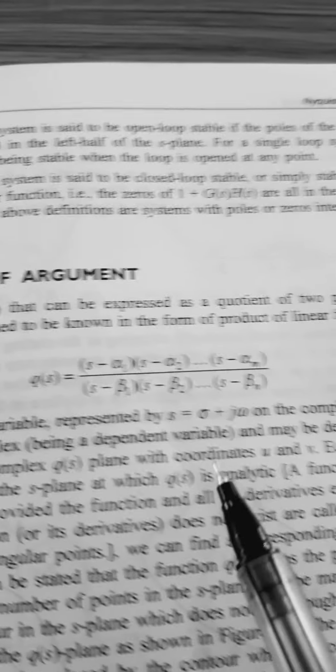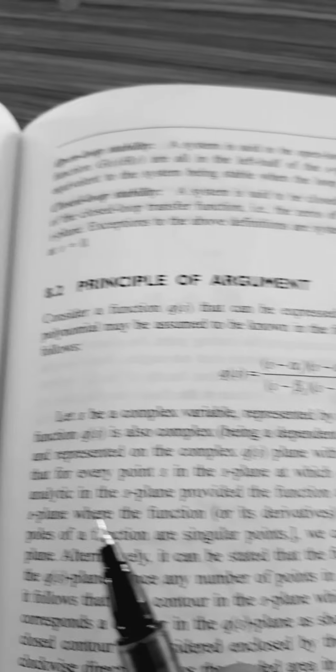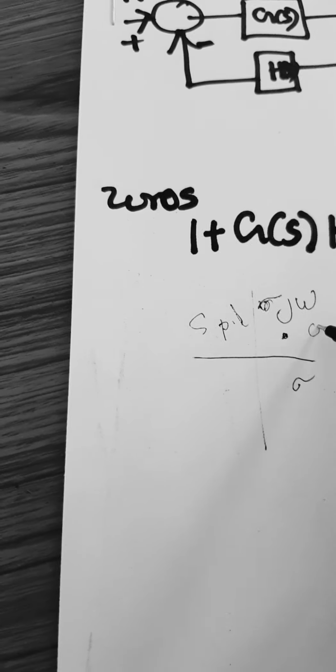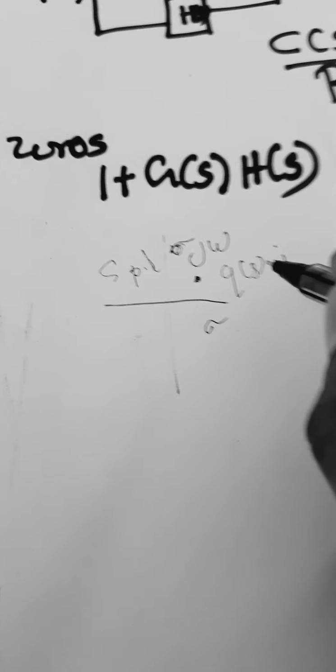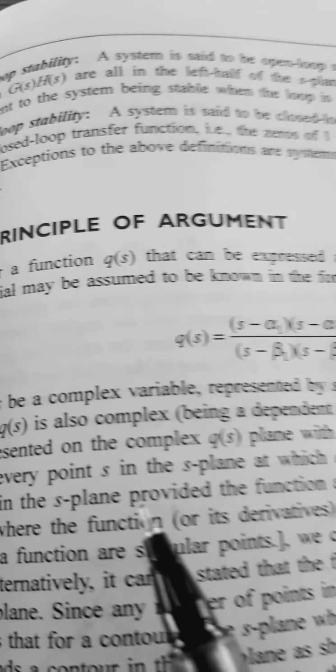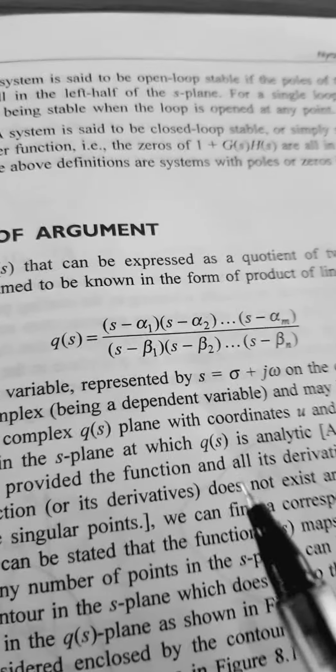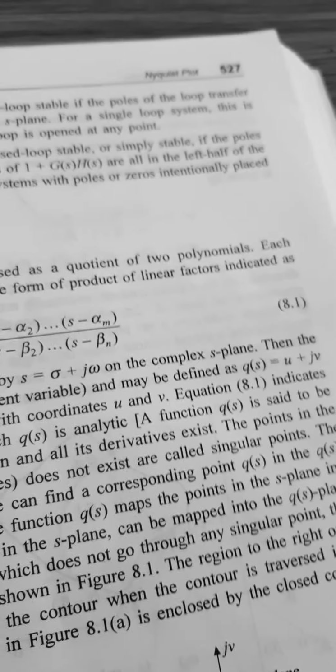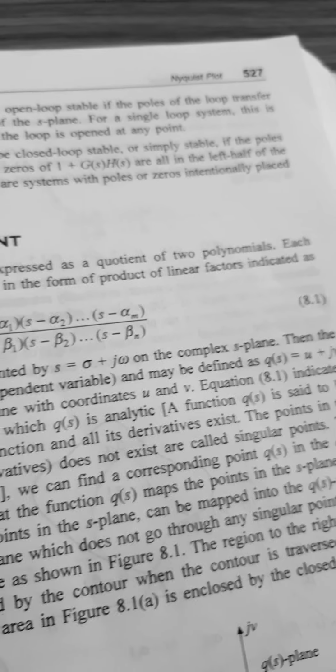Now the expression indicates that for every point s in the S plane at which Q of s is analytic. That means a function Q of s is said to be analytic in the S plane provided the function and all its derivatives exist. That means if the function and all its derivatives exist, then we can call that function analytic.